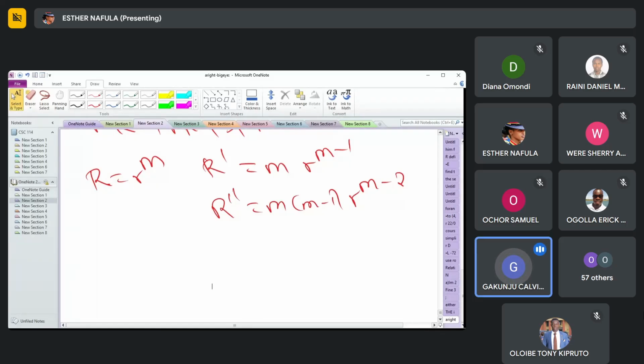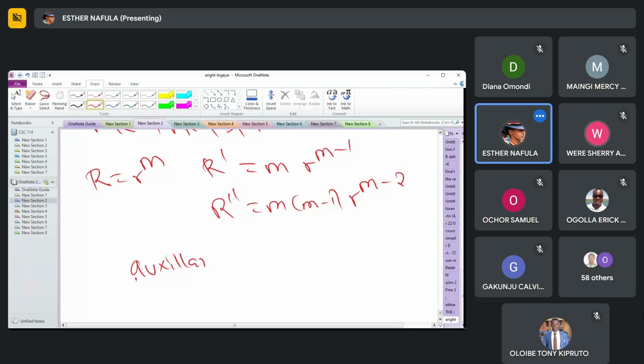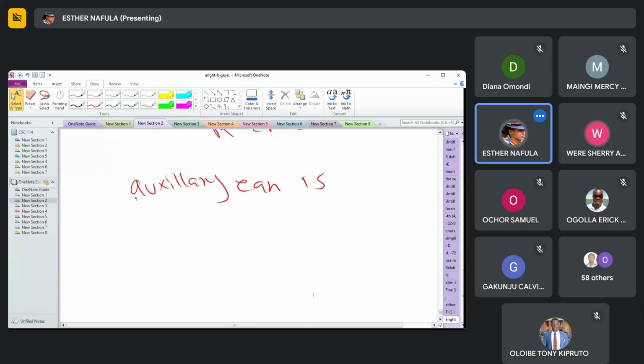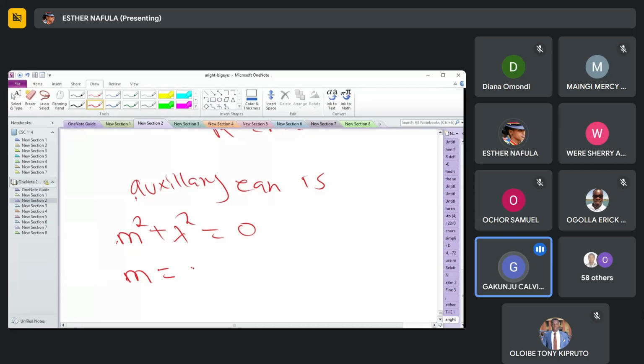M squared minus lambda squared is equal to 0. Is it minus or plus? Plus. The auxiliary equation is m squared plus lambda squared equals 0. So what is m? Plus or minus i lambda.